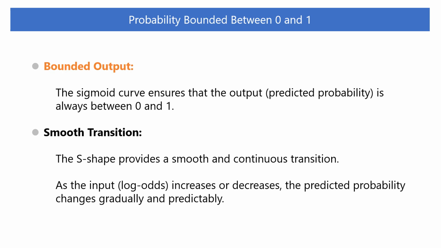First, the sigmoid curve of the logistic function ensures that the output is always between 0 and 1. The output is predicted probability, so making it between 0 and 1 aligns with the fundamental properties of probability. The S-shape of a sigmoid curve provides a smooth and continuous transition from one class probability to the other. As the input increases or decreases, the predicted probability changes gradually and predictably.